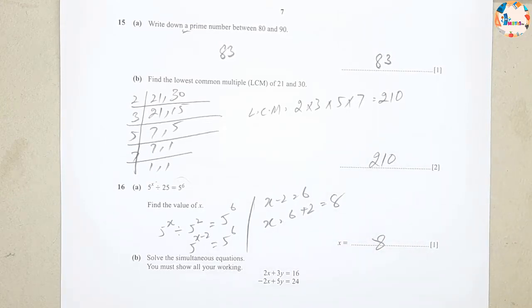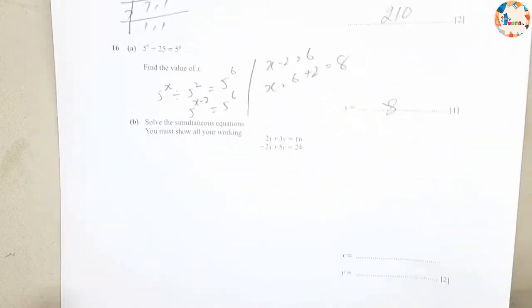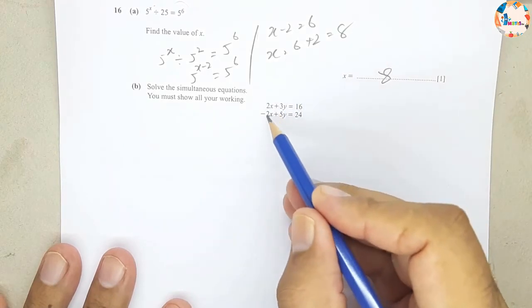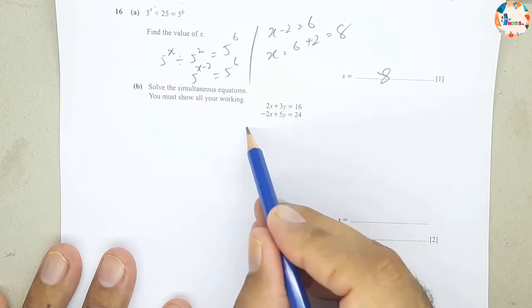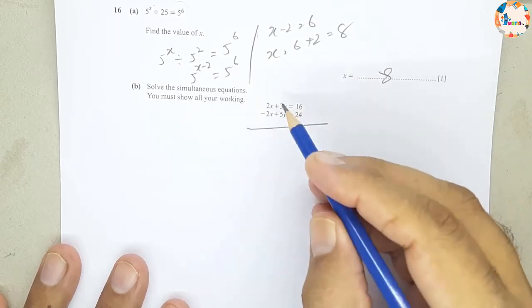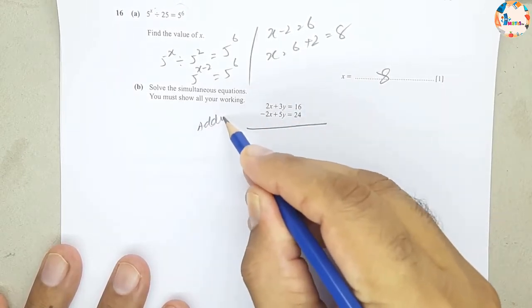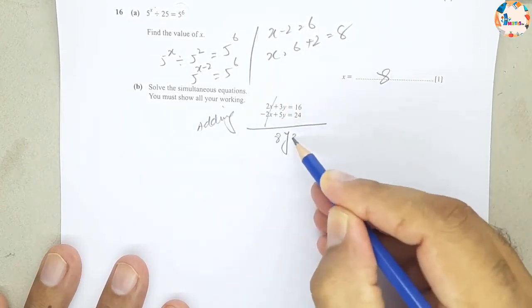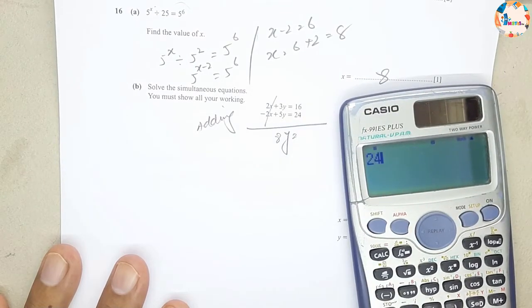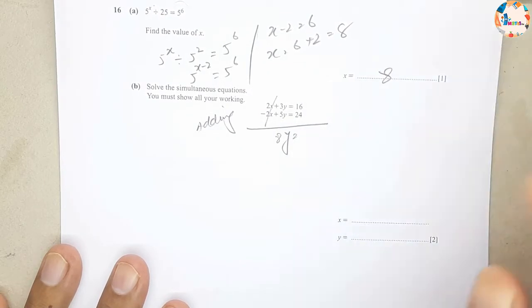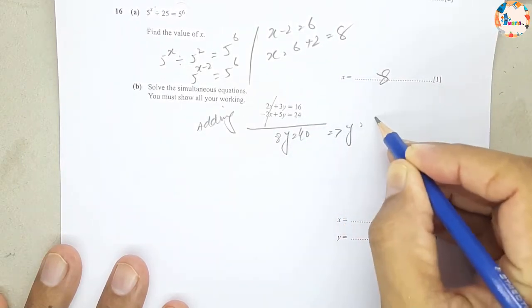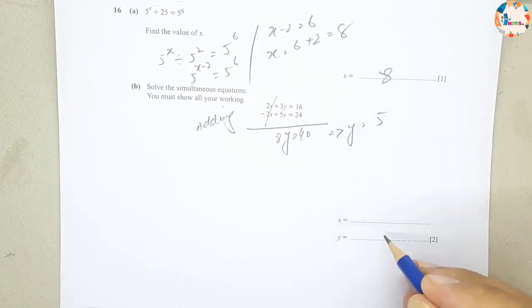Now B part is simultaneous equation. Solve the simultaneous equation. You must show all your working. If we check, the coefficients of x are same and opposite sign. Same and opposite sign means we can add. So we write here adding, and we will cancel these, and this will be 8y is equal to 24 plus 16, which will be equal to 40. This implies y is equal to 5. So y is equal to 5.